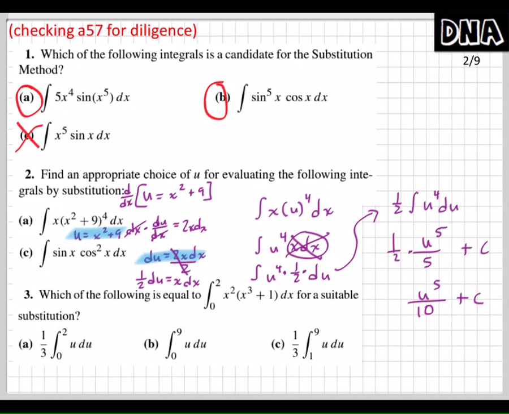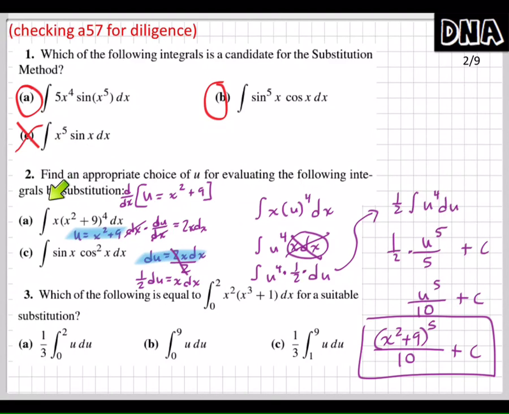Now this isn't finished because I can't have the u in there as my final answer. So what does u equal? What is u, people? x squared plus 9. u is x squared plus 9. Okay, so we got plus c. This would be the answer to this integral.